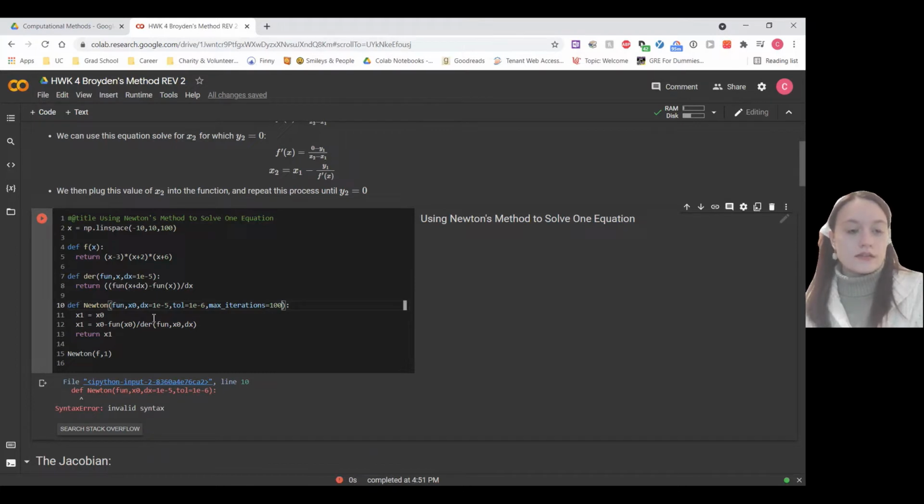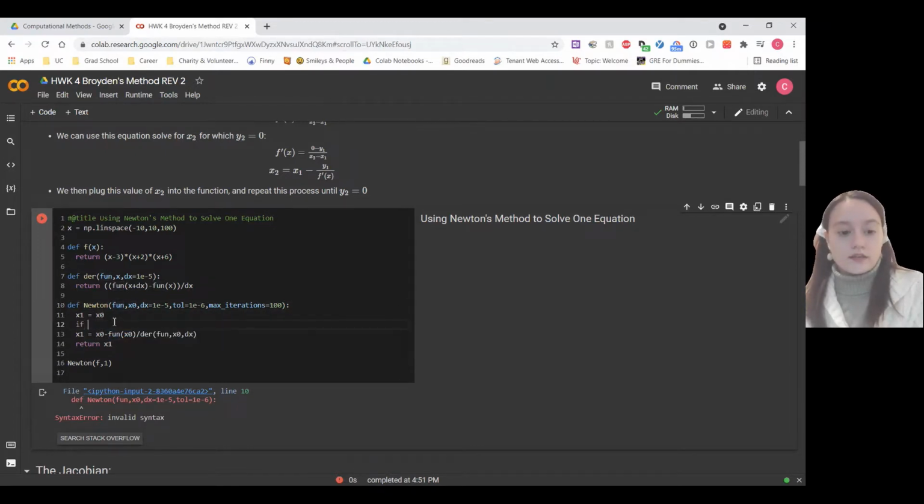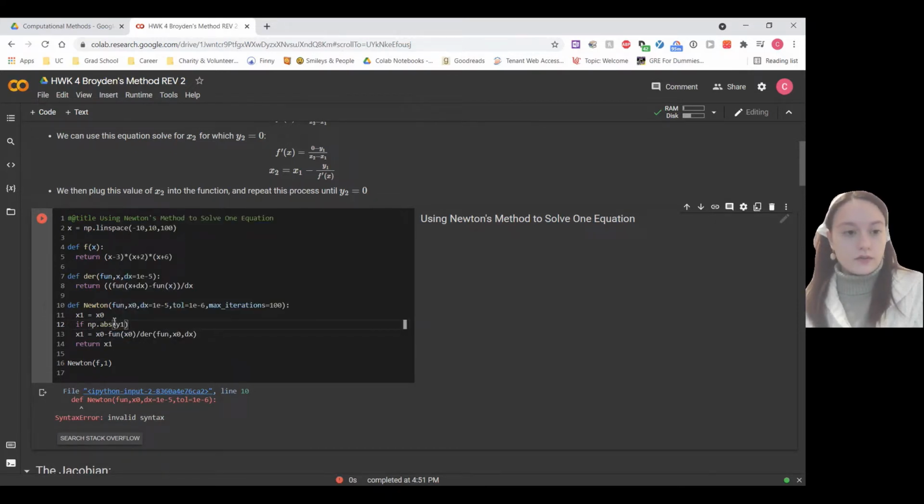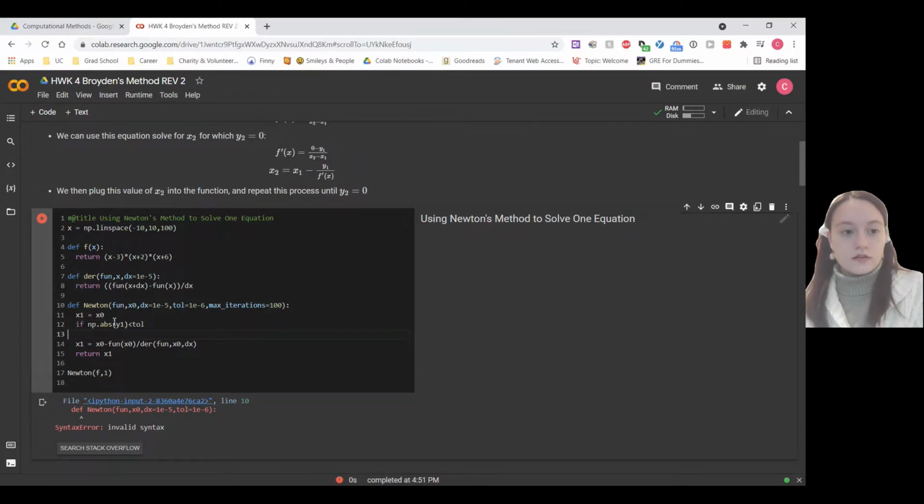Another thing we need to consider is that we might iterate less than 100 times, but reach a value of y that is below the tolerance. So we want to make sure we exit the loop if that's the case. So absolute value of our y1, which we need to write code for, is less than the tolerance, and we want to break.